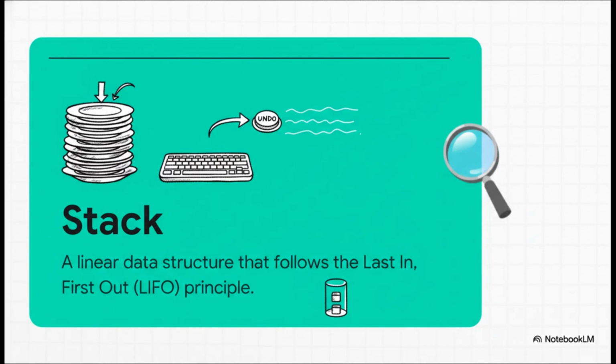Okay, next up is a stack. This one is super easy to picture. It follows one simple rule: last in, first out, or LIFO. It works exactly like a stack of plates. The last plate you put on top is the very first one you grab when it's time to eat. The undo button in your text editor, that's a stack.